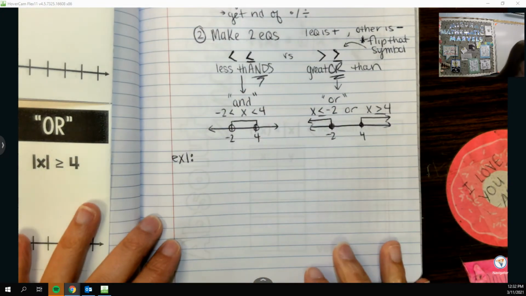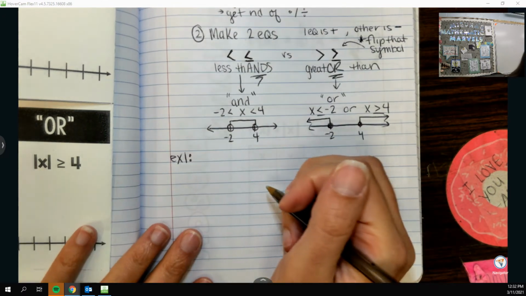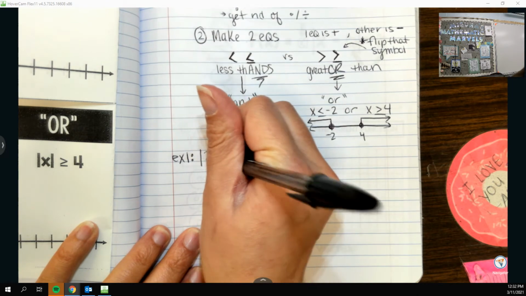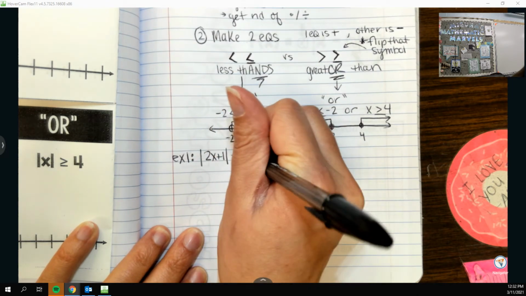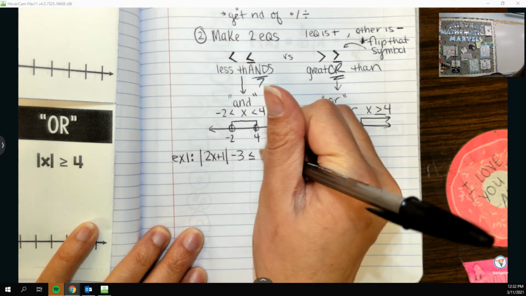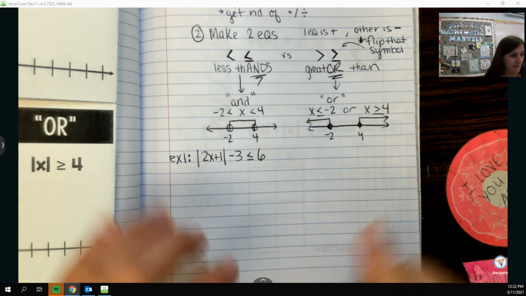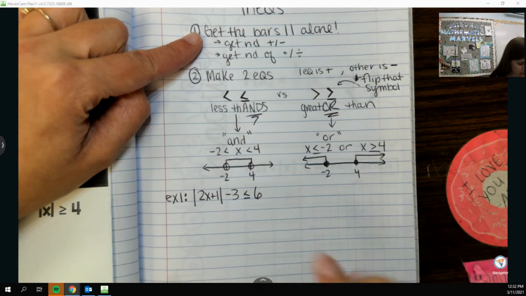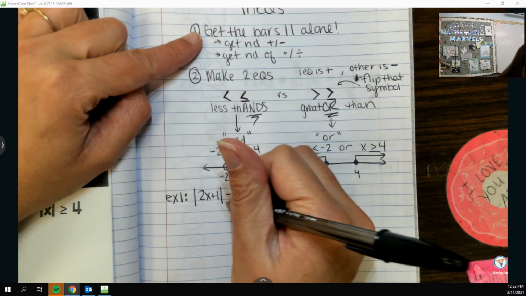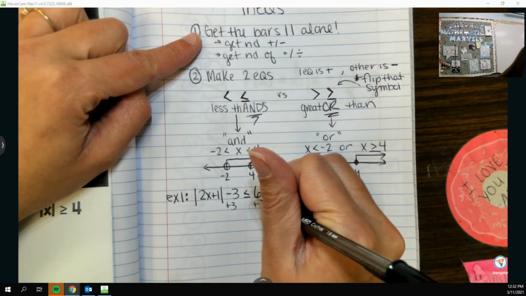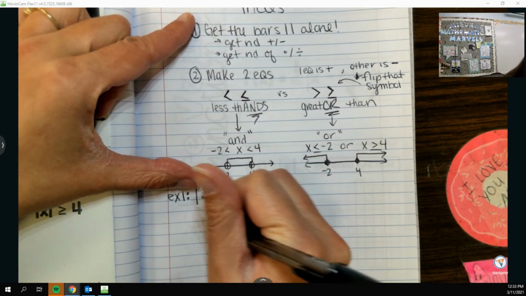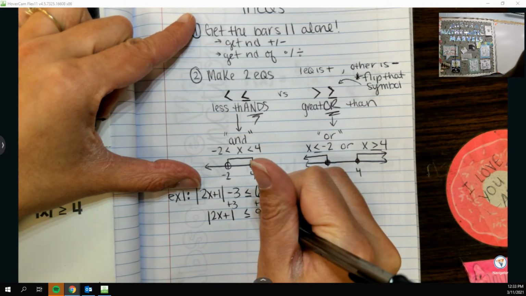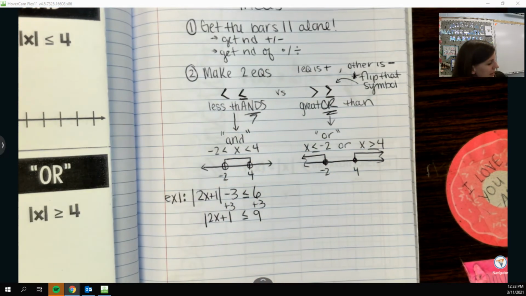So example 1, if we have something like absolute value of 2x plus 1, minus 3, is less than or equal to 6, first, always, we're going to get the bars alone. So these bars are not alone. There's a minus 3 over there. I'm going to add that 3 away. So then we'll have absolute value of 2x plus 1 is less than or equal to 9. And now we make our two equations.